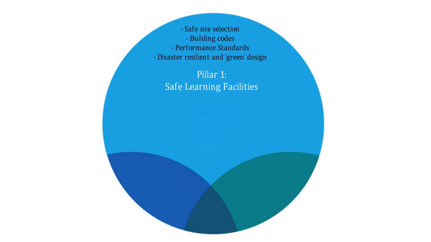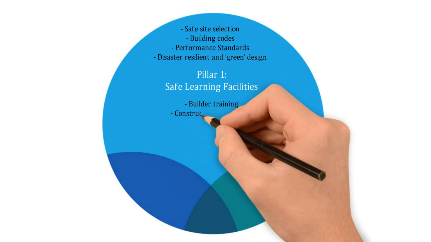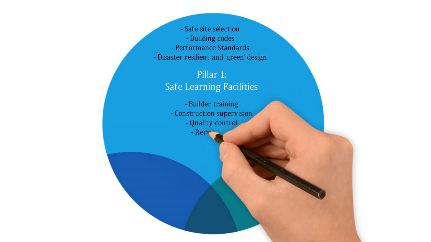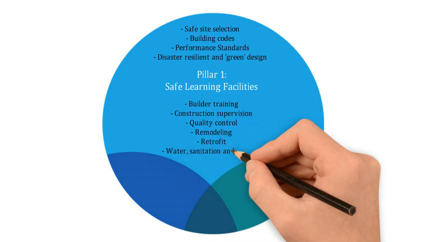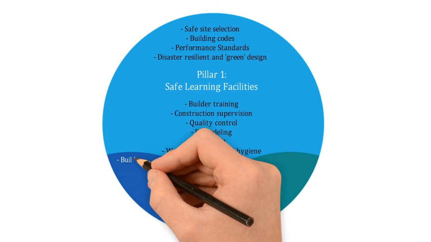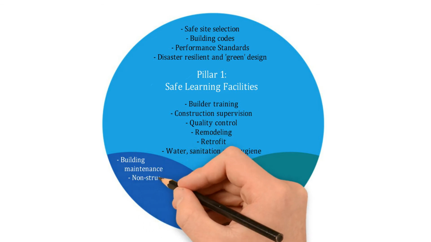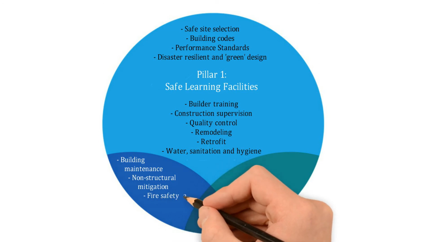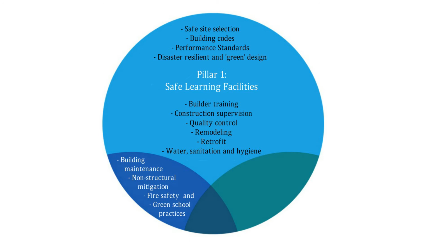The key areas of responsibility for Pillar 1 are safe site selection, building codes, performance standards, disaster resilient and green design, builder training, construction supervision, quality control, remodeling, retrofit, and water sanitation and hygiene. In the shared area sitting between Pillars 1 and 2 are building maintenance, non-structural mitigation, fire safety, and green school practices.